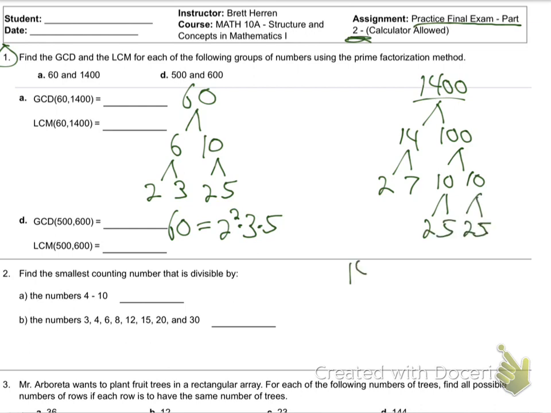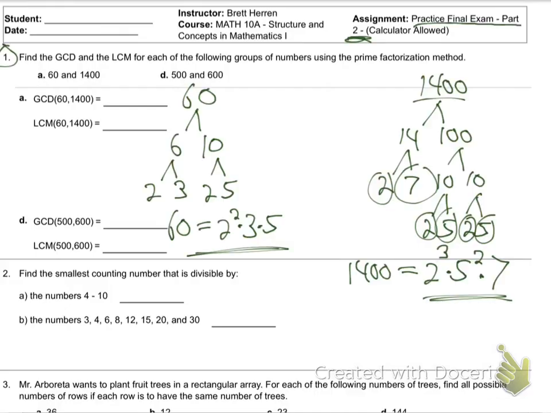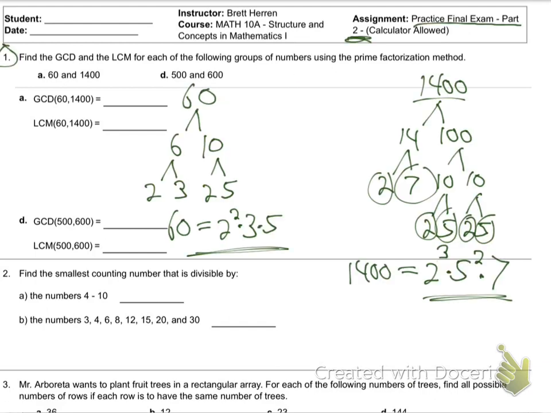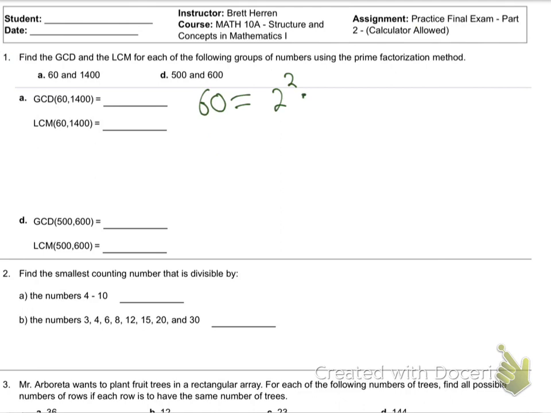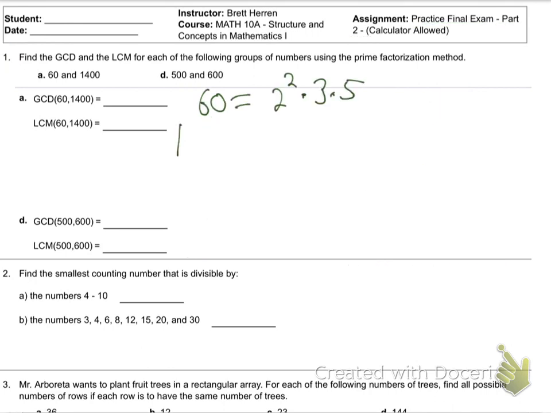So we end up saying, okay, 1,400 has 1, 2, 3 2s, 2 5s, 2 to the 3rd, 5 squared, and a 7. There's the 1,400, there's the 60. All right, let's go to a fresh screen. All right, so 60's right here. 60 is 2 squared times 3 times 5. And 1,400 is 2 cubed times 5 squared times 7.